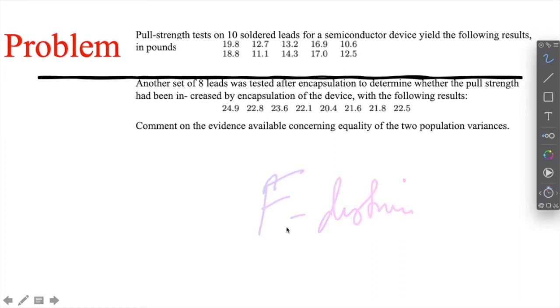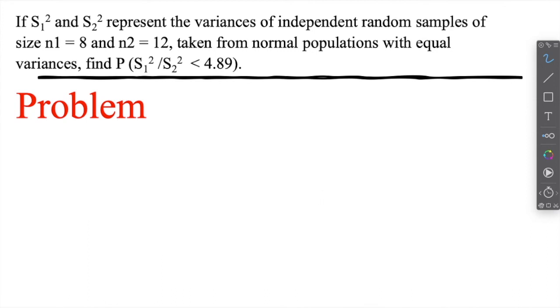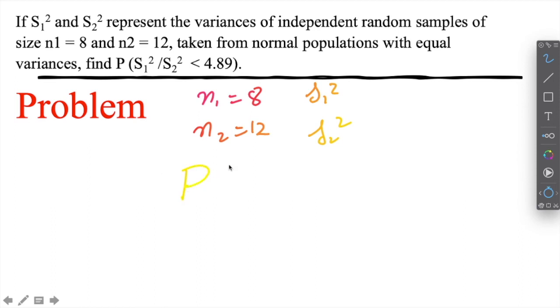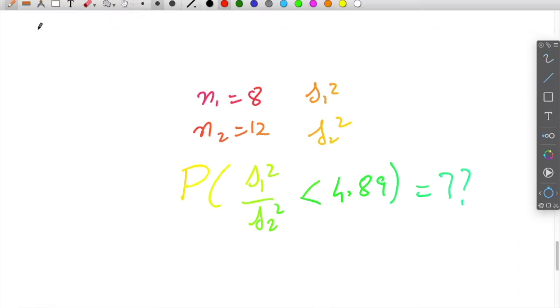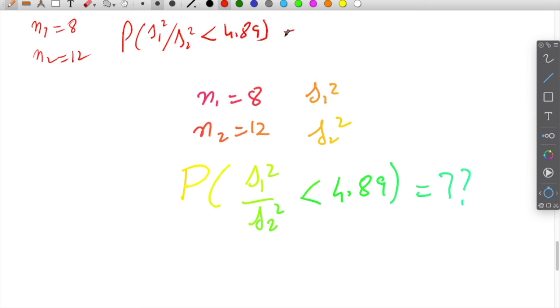Let's take another example here of two samples, one having sample size n1 as 8 and another n2 as 12. One has a variance S1 square, the other S2 square. Assuming the same variance, they want to know the probability that S1 square upon S2 square will be less than 4.89. To know this, we have to take the help of the F distribution. So here I can write again n1 as 8 and n2 as 12, looking for the probability S1 square upon S2 square less than 4.89. This is what I have to see.